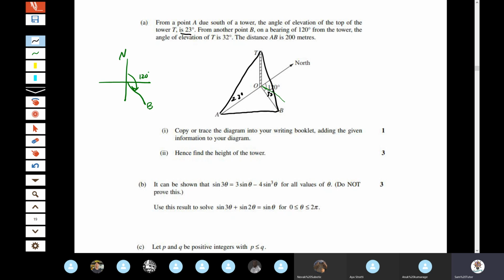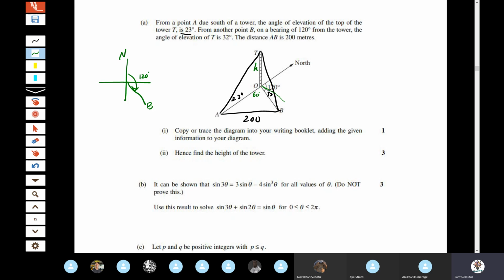Anyone not understand the bearing concept? Because that's usually the trickiest bit. Or did this diagram make sense? Okay, because once you've got that 120, you understand that, then really this bit in here is 60 degrees. And I think we kind of know what to do. Hence find the height of the tower. Yeah, this is H. We know that.